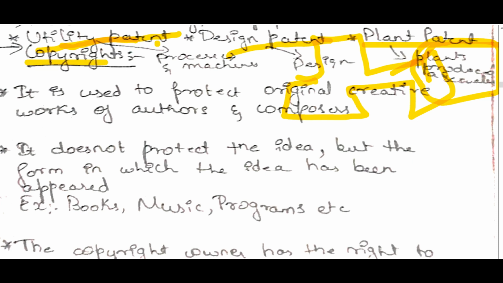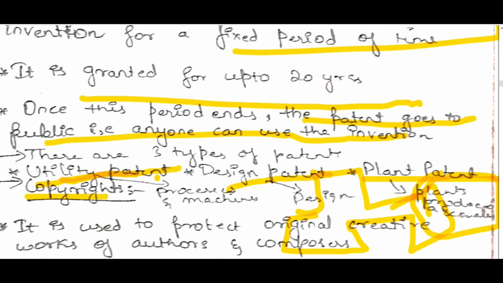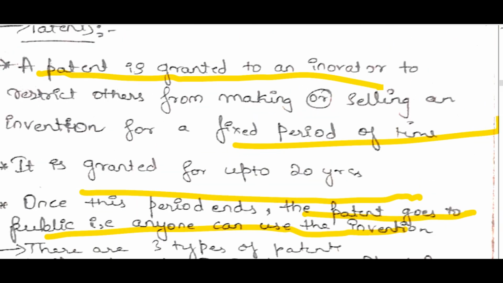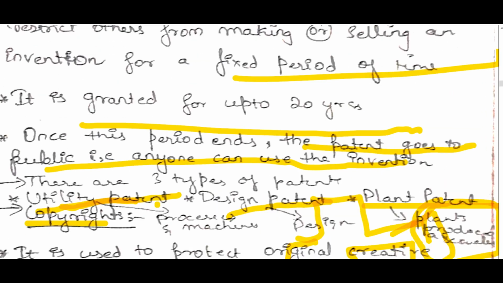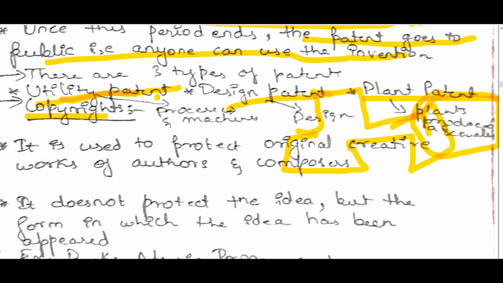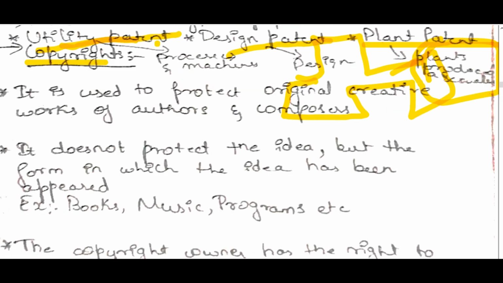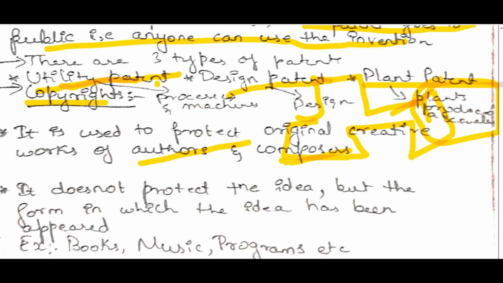The next one is copyright. Copyright is used to protect original creative works of an author. Unlike a patent, which is given for any physical object or physical idea, copyright is given to ideological, theoretical objects, like music, written work, or movies, etc. Copyright is given to all those, or a YouTube video, etc.